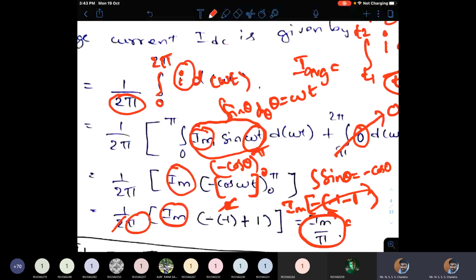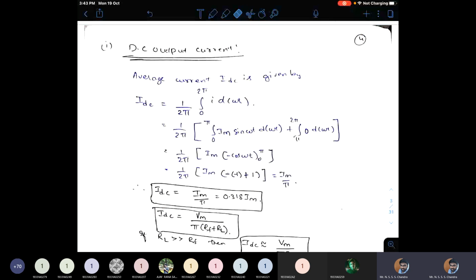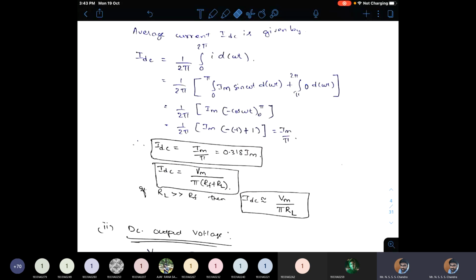So I will be left with Id equal to Im by pi. You should remember this value. Can you see my screen? Is my screen visible to you? Okay, fine. So Id is equal to Im by pi.